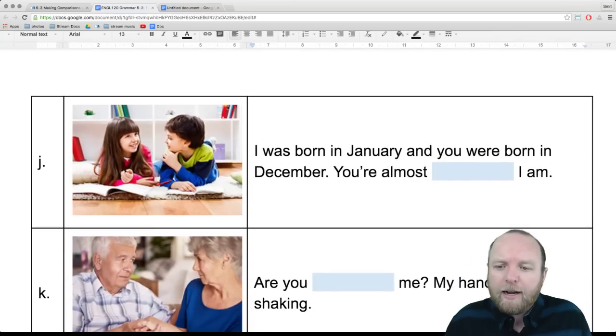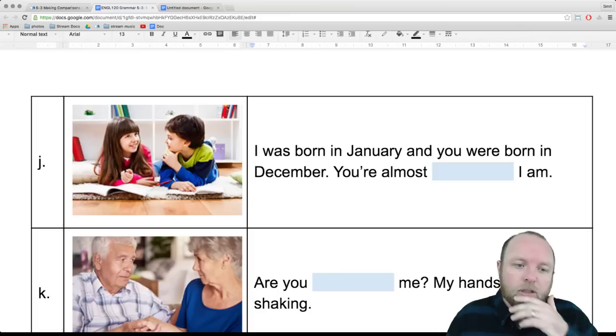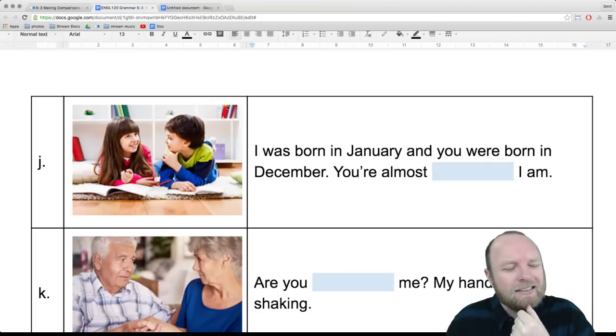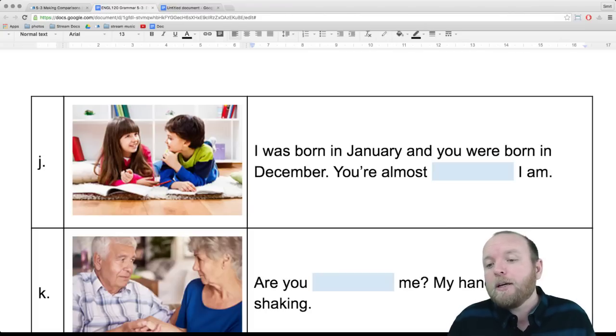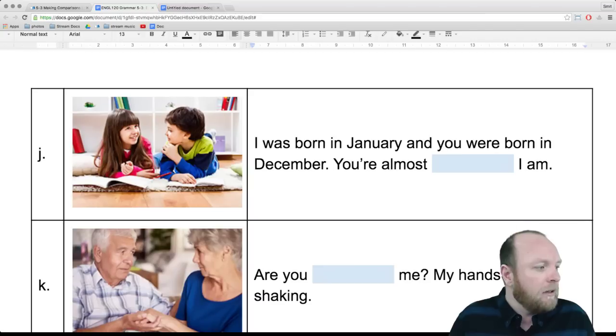I was born in January, and you were born in December. So you are almost. You were born in December. Okay, this one. So J, as old as, right? The verb is be. It's a linking verb, so we can use an adjective. Excellent. As old as. Paul, good job. John, good job. Deanna, thank you for joining us again. As old as. Good job.